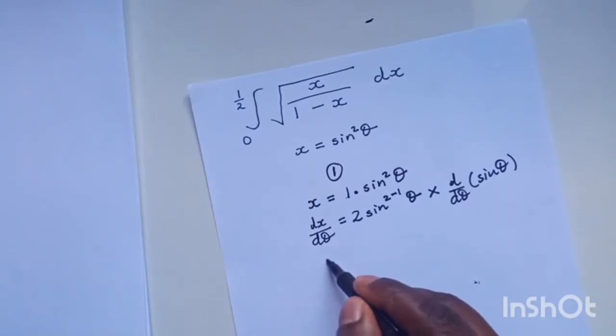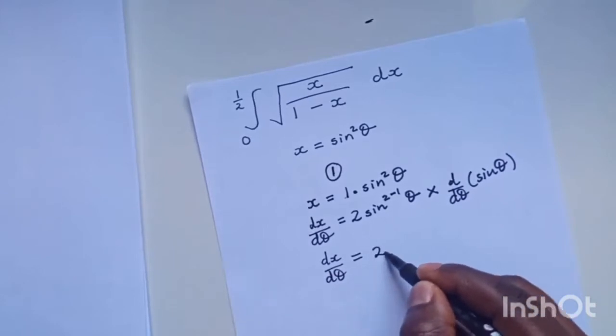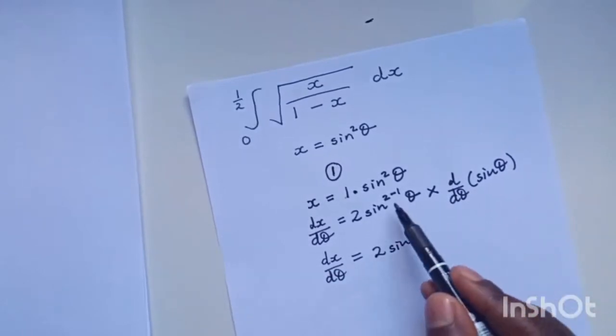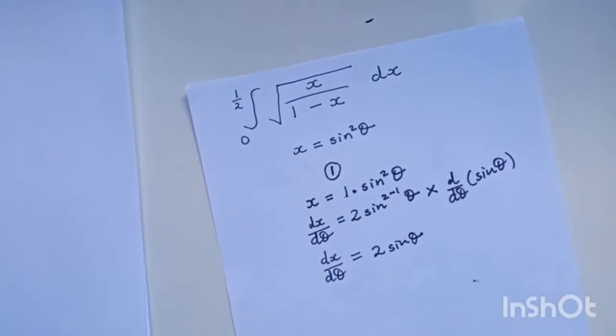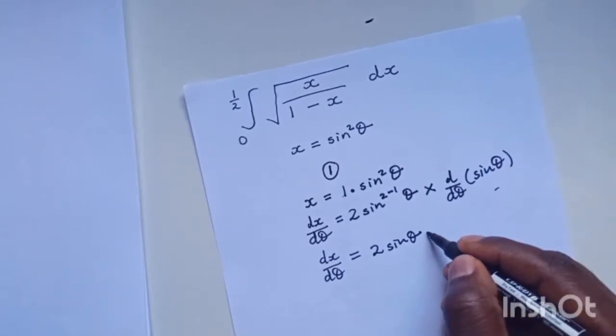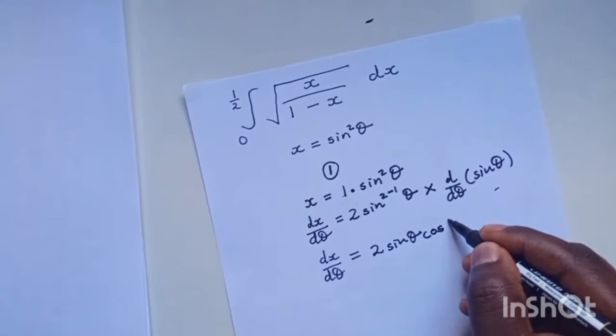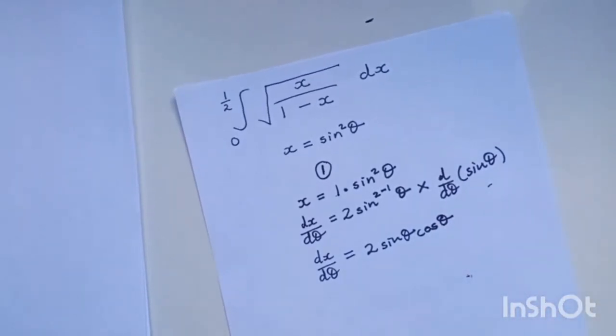Right, so dx d theta is equal to 2 sine; remember 2 minus 1, you get 1. So you'll be left with 2 sine theta. Then the derivative of sine theta is cos theta. So I'm going to attach 2 sine theta with cos theta, which is the derivative of the trig sine theta. Right, so in order to make dx the subject of the formula, I need to multiply both sides by d theta, or cross multiply by d theta.